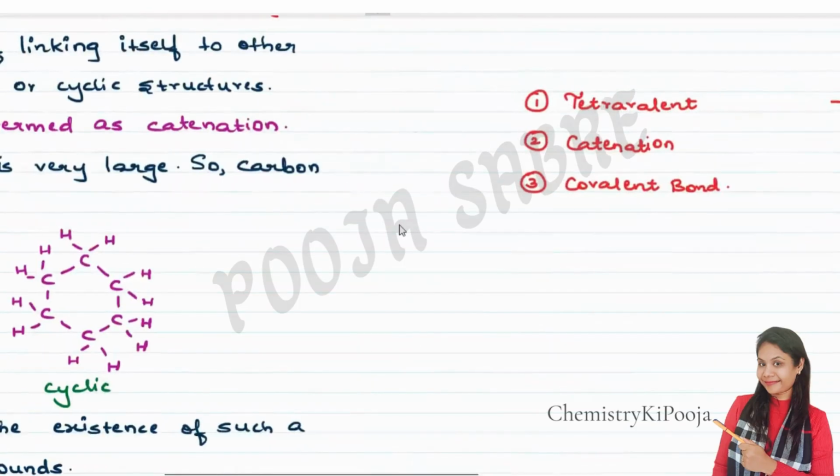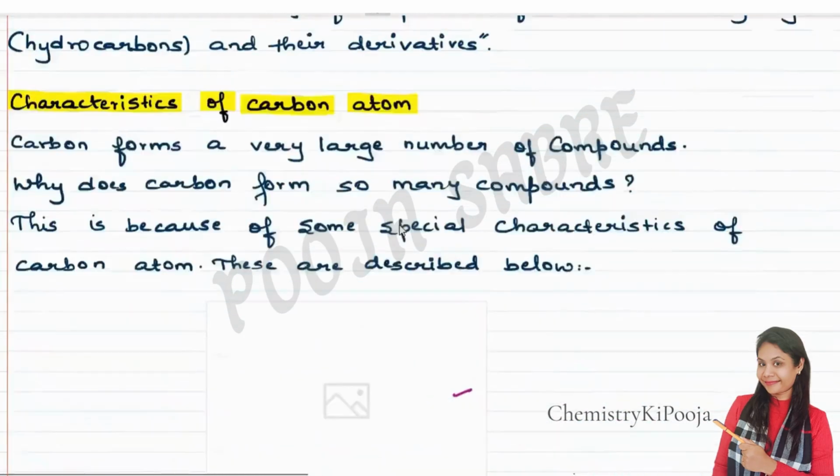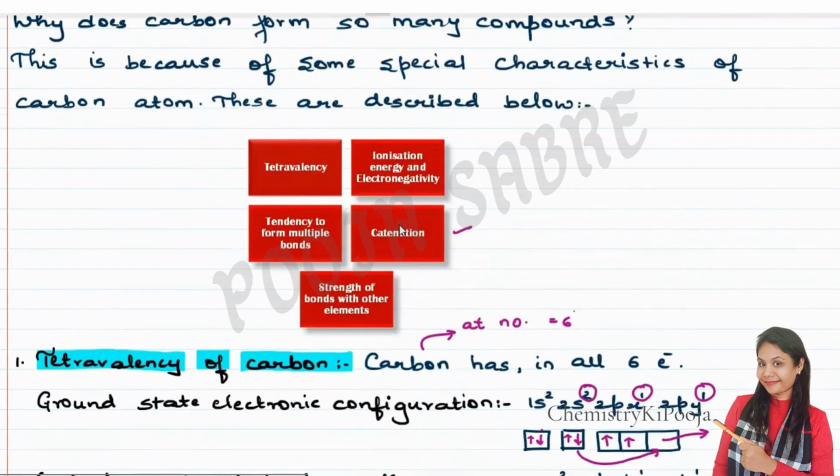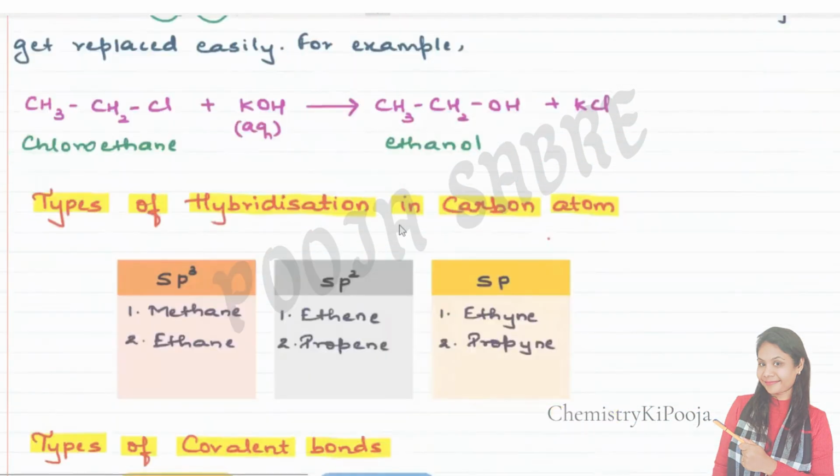So these are the few points we have discussed related to the carbon atom, and because of all these points, it is a very important element in the entire organic chemistry. Without carbon, we cannot study organic chemistry.